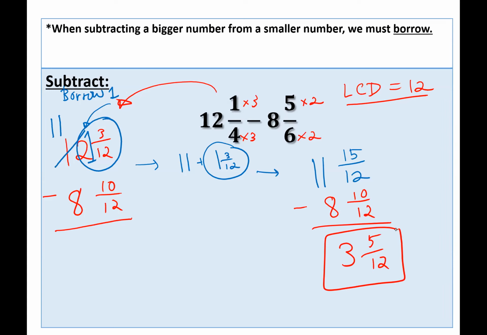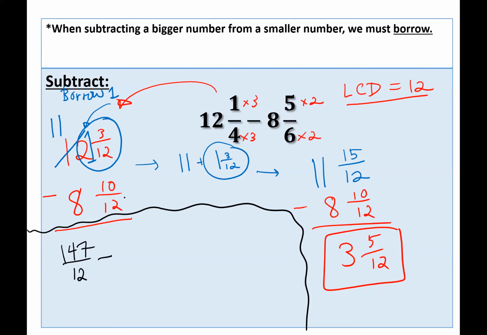What we can do, I think I can keep it on this screen here, is change these mixed numbers into improper fractions. So let's start at this part here with the 12 and 3/12 and 8 and 10/12. If we change those into improper, 12 times 12 is 144, plus 3 is 147. So 147/12 minus, and then 8 and 10/12, 12 times 8 is 96, plus 10 is 106.